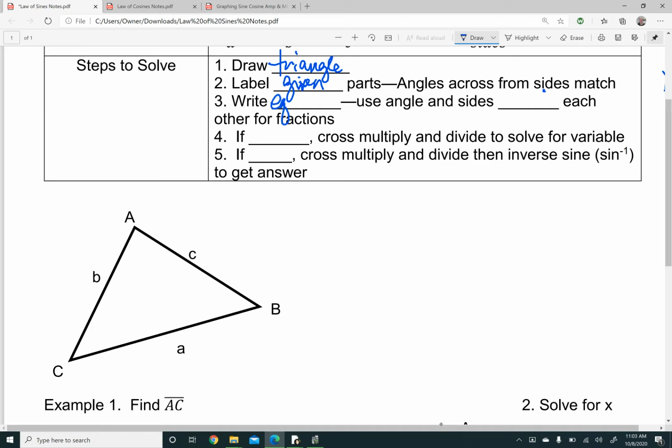Then we would write an equation. You would use the angles and sides that are opposite each other for fractions. If you're solving for a side, then you would cross multiply and divide to solve for the variable. If you're solving for an angle, you'll cross multiply, divide, then do the inverse sine to get the answer. Okay, so let's look at some examples down here.